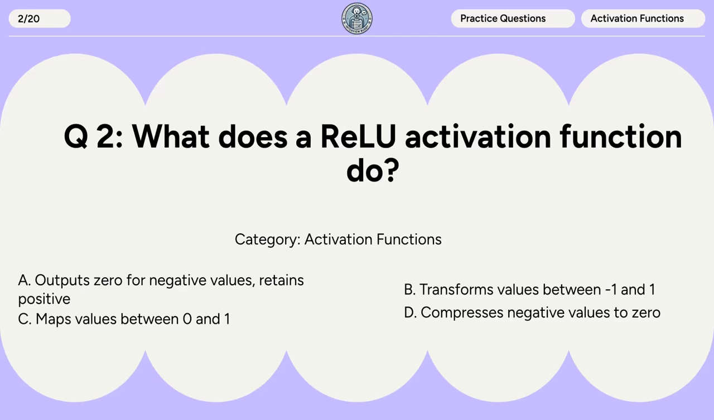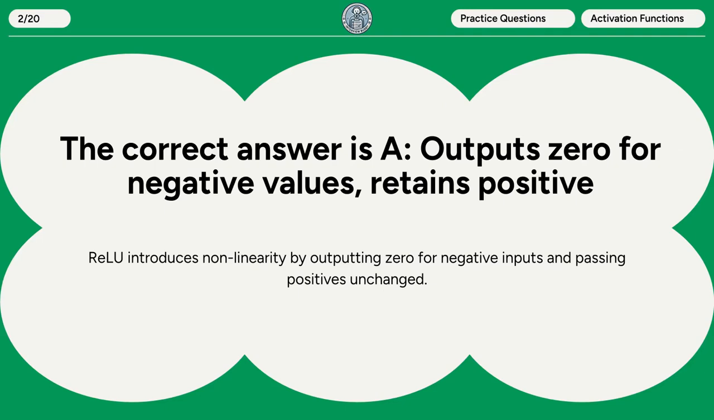Question 2. What does a ReLU activation function do? A. Outputs 0 for negative values, retains positive. B. Transforms values between -1 and 1. C. Maps values between 0 and 1. D. Compresses negative values to 0. The correct answer is A. Outputs 0 for negative values, retains positive. ReLU introduces nonlinearity by outputting 0 for negative inputs and passing positives unchanged.